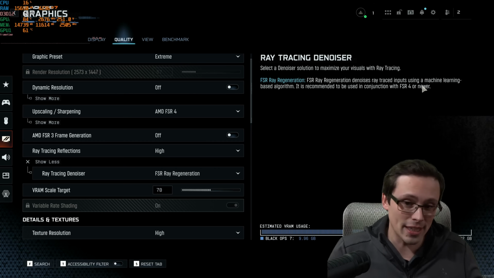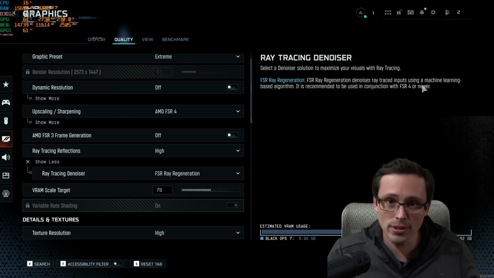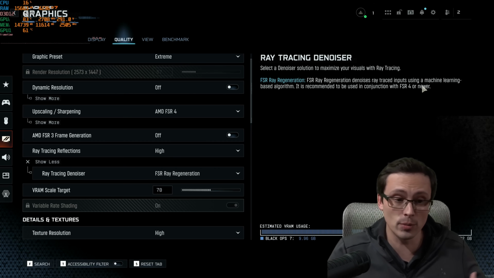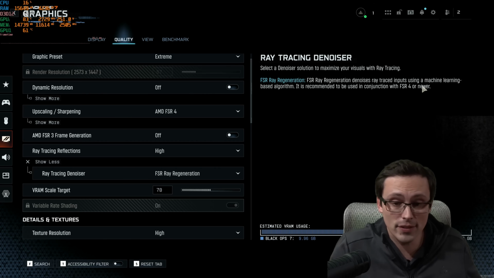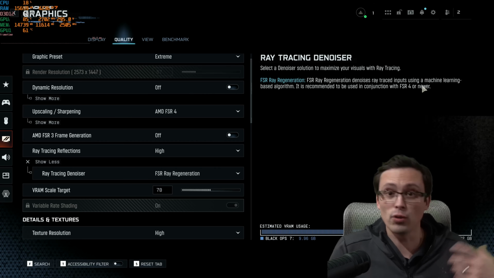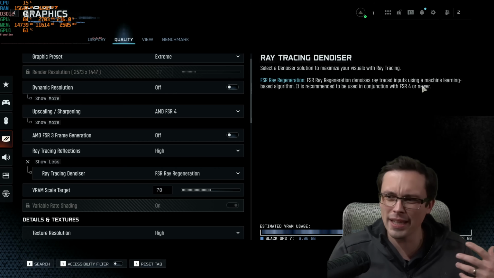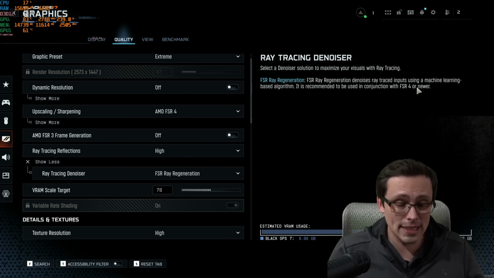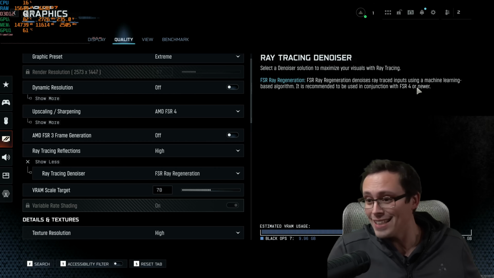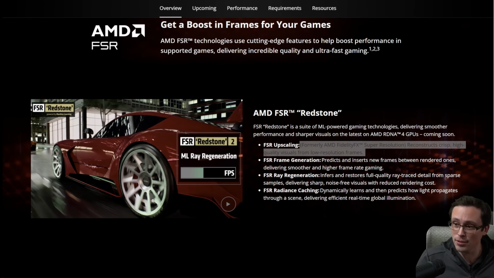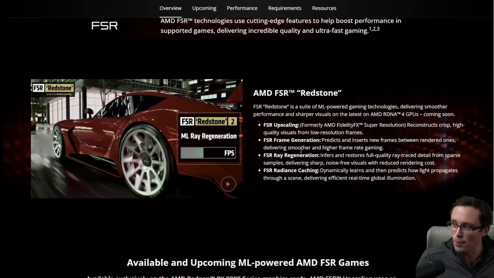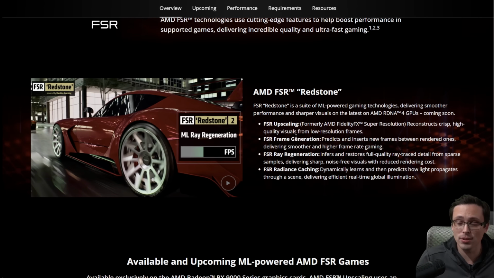Now that's interesting. That could just be placeholder text to account for the fact that there will likely be future updates to FSR. Maybe 4.1, 4.2, maybe there'll be an FSR 5 at some point. So this could just be meaningless placeholder text. But I think it's interesting to note that potentially FSR Redstone could come with some additional updates to the actual upscaling algorithm itself.